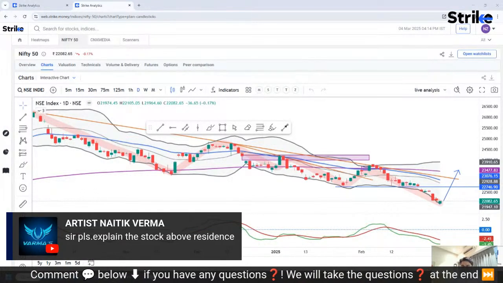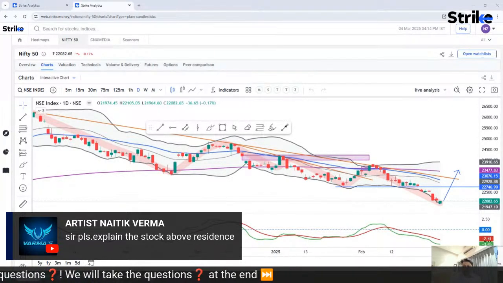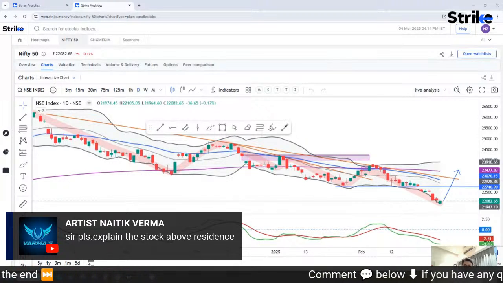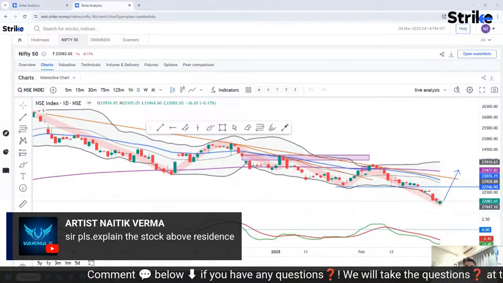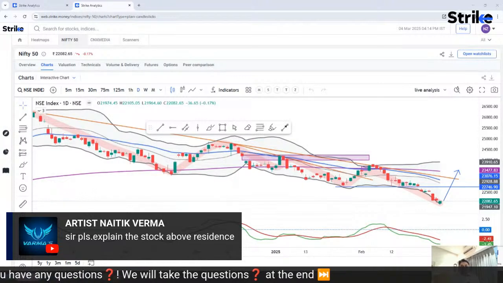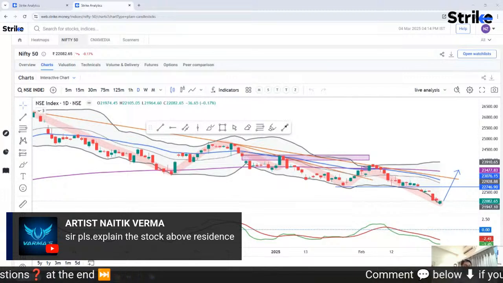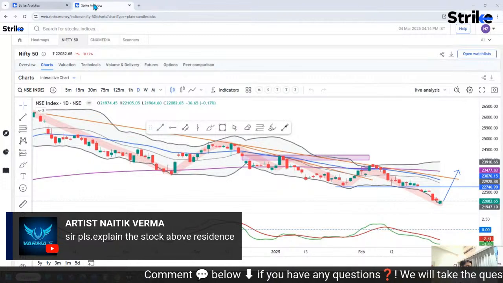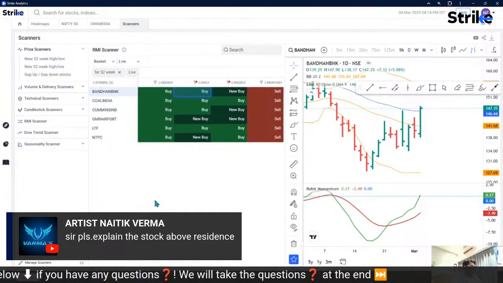Please explain stocks above resistance, Naitik Verma ji. You can look at the previous videos over here in which I had explained the topic Strike OI insights, wherein that explanation is over there. Today we will focus on the watch list, how to analyze stocks and come out with stocks using heat maps. And yes, along with these 2 tabs, or many tabs you can open up, you can also keep this page open over here.